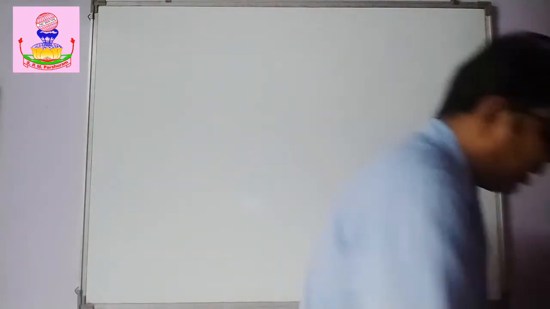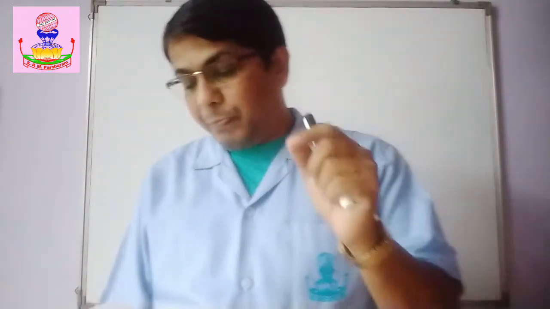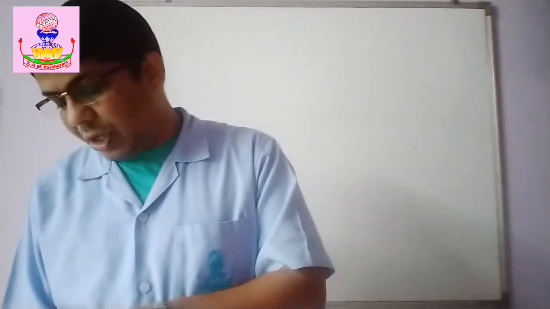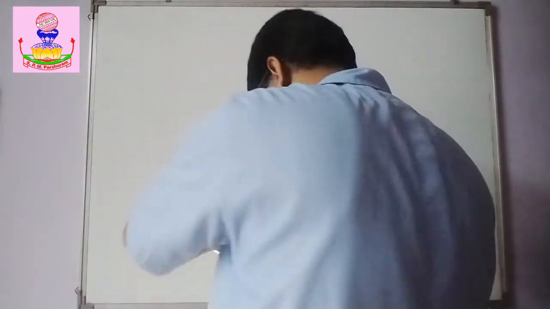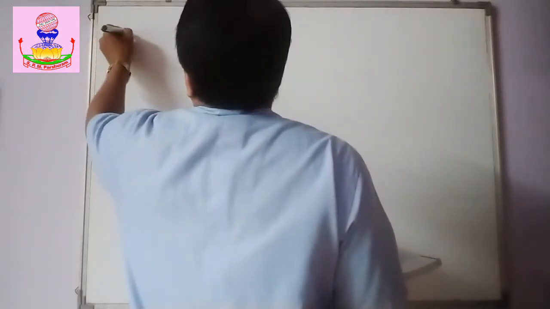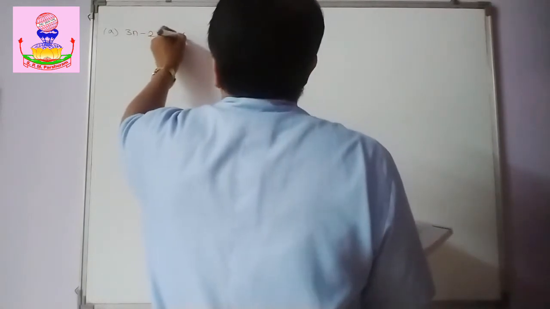So question 3, again: give the steps you will use to separate the variable and then solve the equation. The first one I am solving is 3n minus 2 equal to 46.